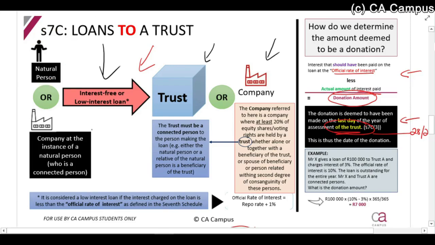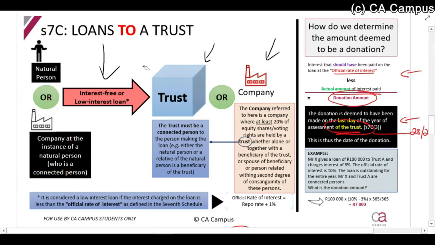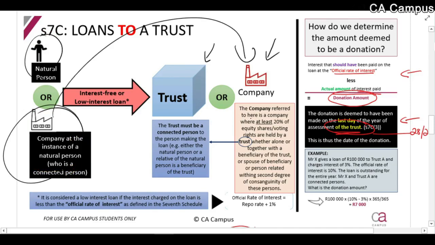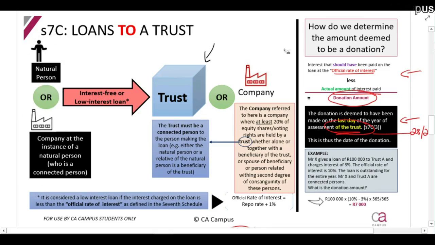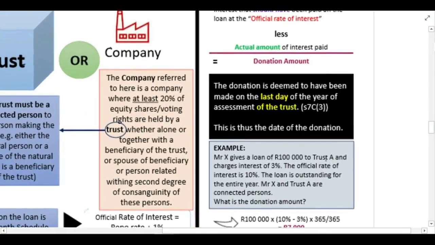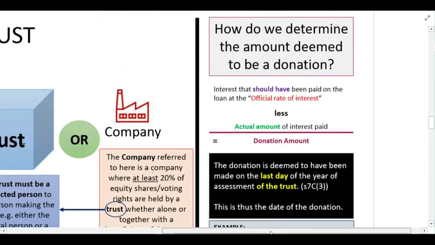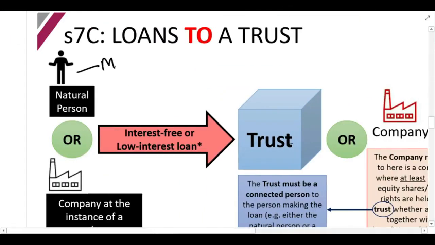So even if this company gave the loan, this person is still going to be the one that pays the donations tax every time. Even if this person or this company gave the loan, this person will pay the donations tax. Okay. The best way of seeing it is really just this little simple example, and that explains it. So Mr. X gives a loan of 100,000 rands to Trust A. So let's call this Mr. X. Let's call this Trust A.